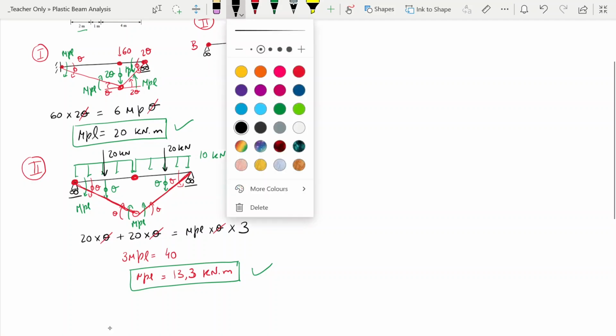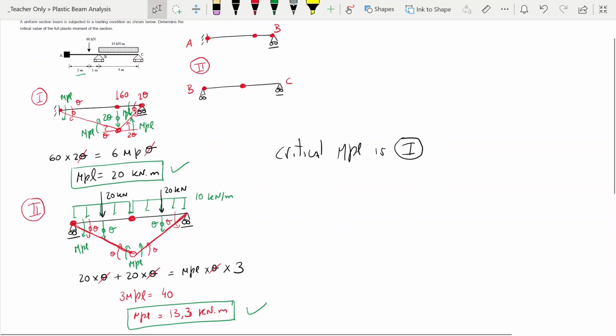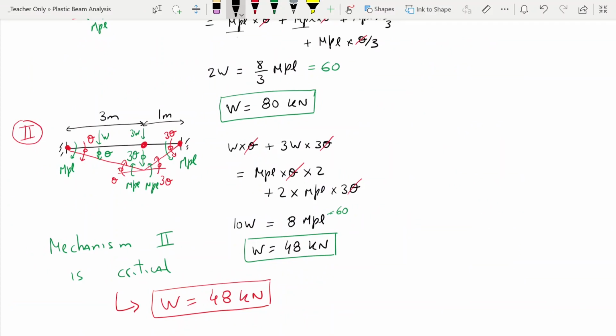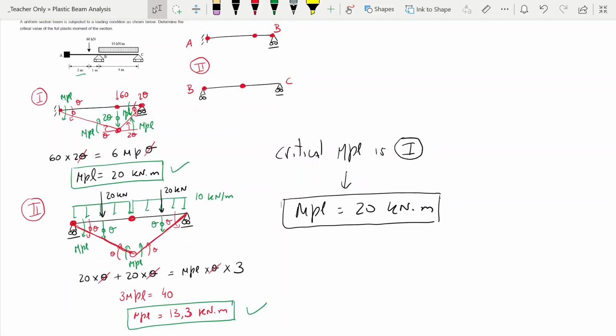So in this particular case, the critical one is the first one. Because if we want this bar not to collapse, we need an MPL of 20 to make sure it resists both collapse mechanisms. If you go back to the previous video, we chose the smallest load to be critical. And now that we're talking about sections and MPLs, we're actually going to choose the biggest one.